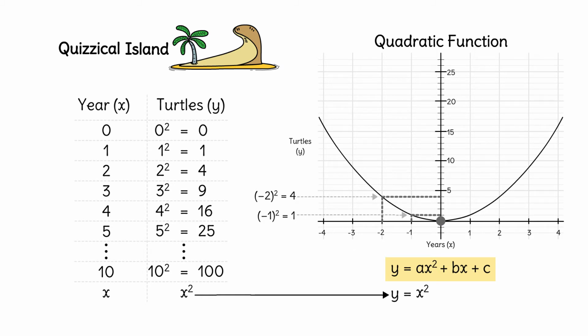Quadratic functions can be represented with tables, equations, and graphs. We recognize this as a quadratic function because it fits the form y equals ax squared plus bx plus c. We can see the vertex here and here. We can also see that the graph is symmetrical. A quadratic function is great for modeling the growth of turtles on Quizzical Island starting at year 0. Quadratic functions model scenarios with constant acceleration.